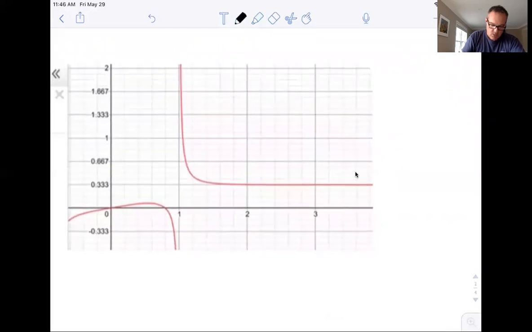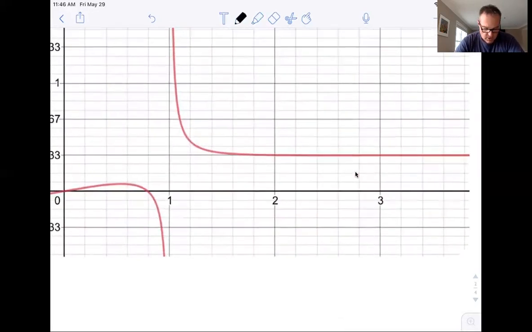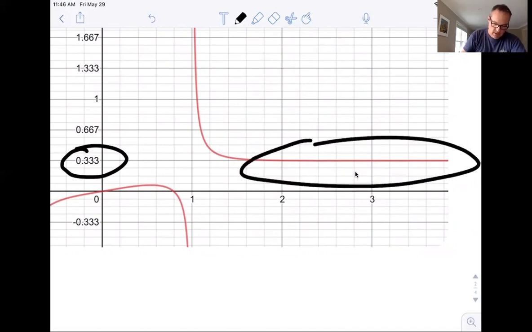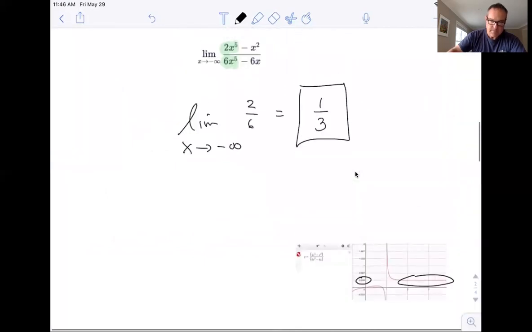And guess what? You don't have to plug in very big x values at all. As soon as you get to 2, you're practically right at 1/3, right here, and I specifically picked my window so you could see it's close to 1/3 here. That's the horizontal asymptote at 1/3 and my limit's at 1/3. Remember, limits at infinity are the same as horizontal asymptotes.